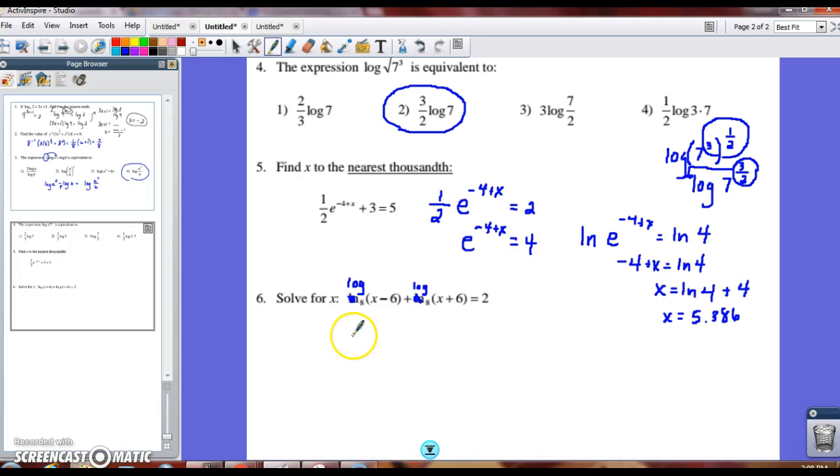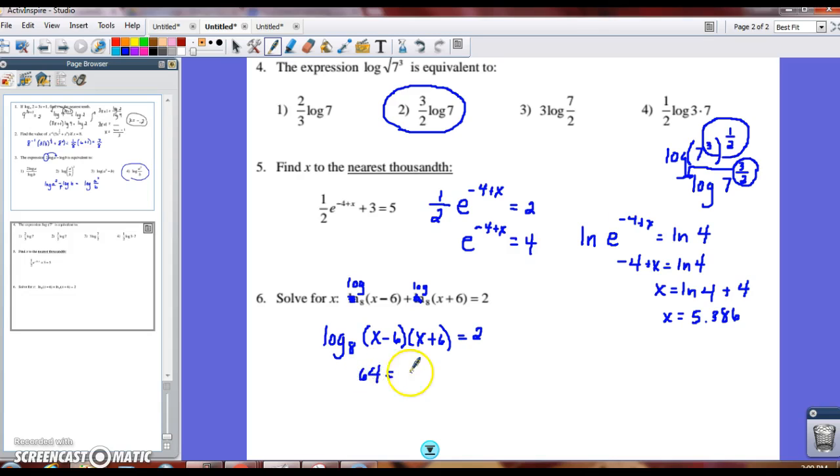Okay, so what I'm going to do is I'm going to undo my product rule here. The plus means I had the product rule. So this is the same as saying the log base 8 of x minus 6 times x plus 6 is equal to 2. And so now, because I only have log on one side, I want to take it out of log form and put it into exponential form. So 8 squared is 64.